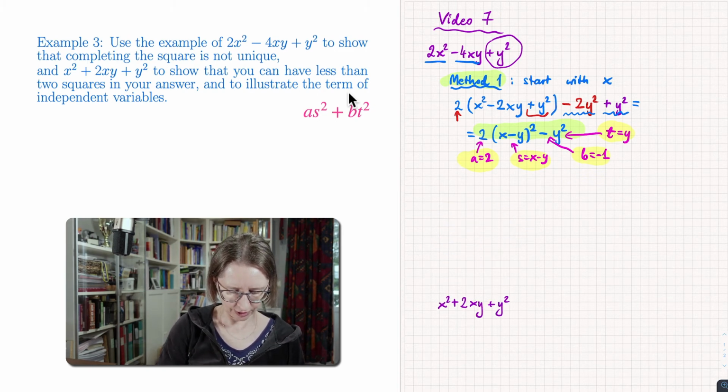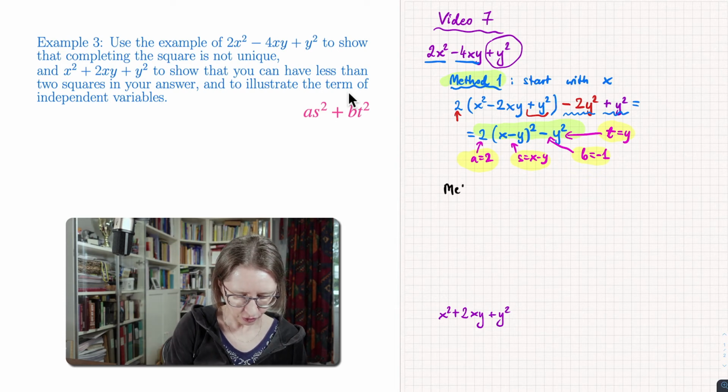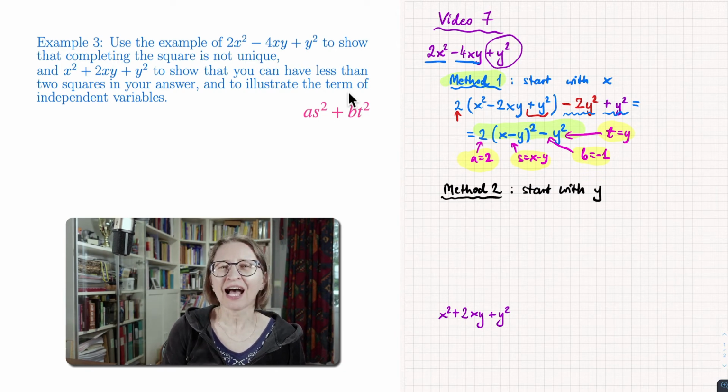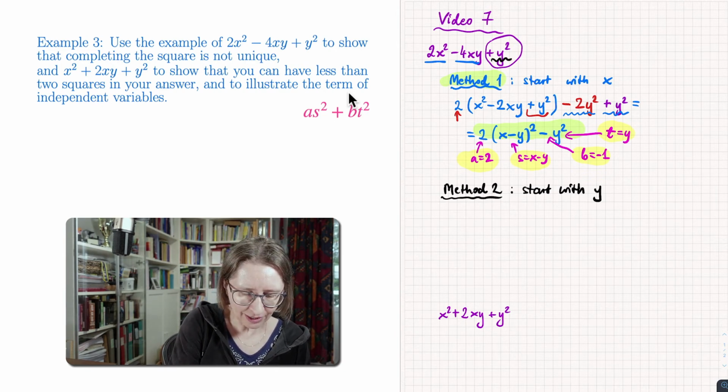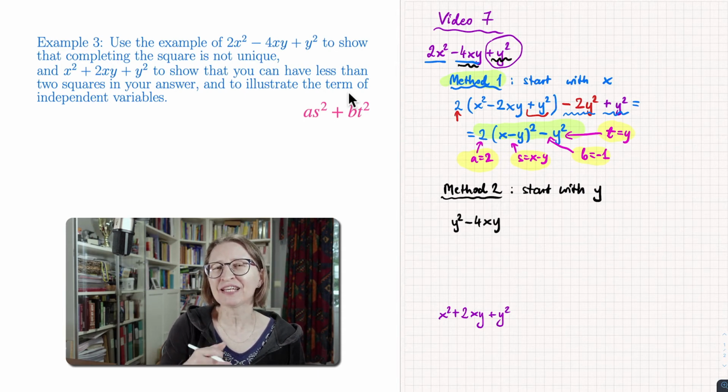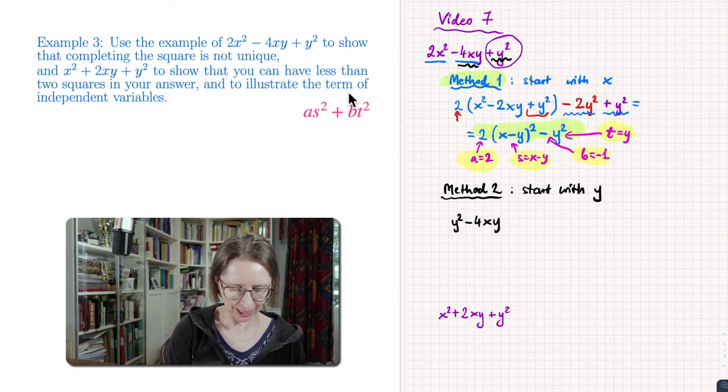Okay, I have to push this one down because I am about to start the solution with method 2. So method 2 will be: start with y. I have to start with y, so I pick everything that has a y. And I see that I have y squared minus 4xy. And you see, to complete this to a perfect square, I have to add twice x squared.